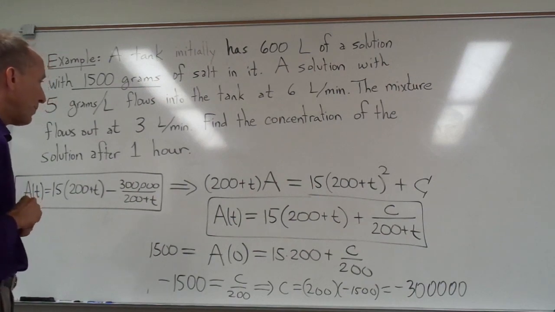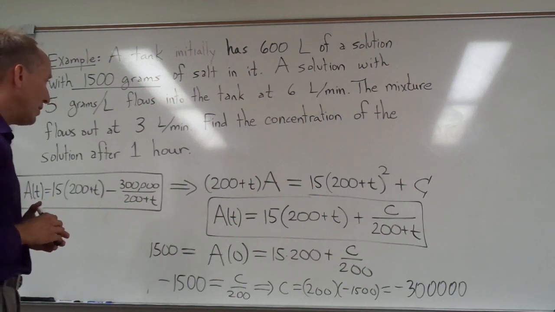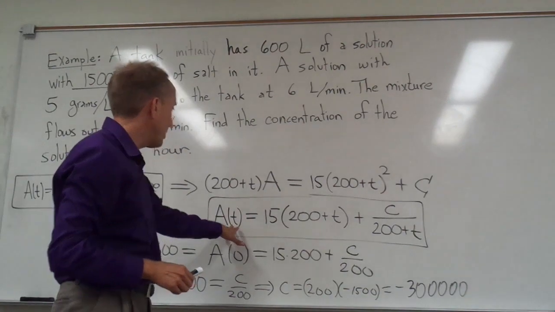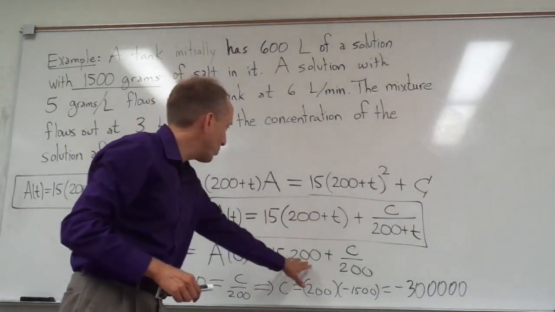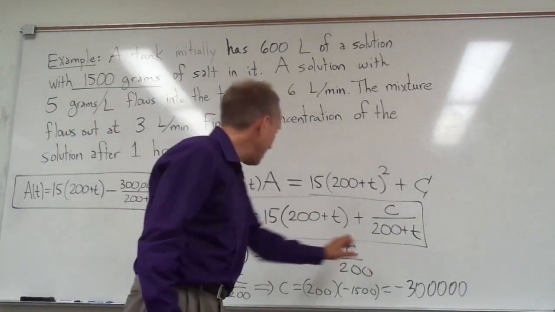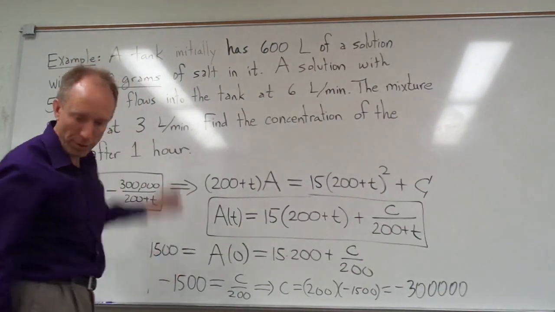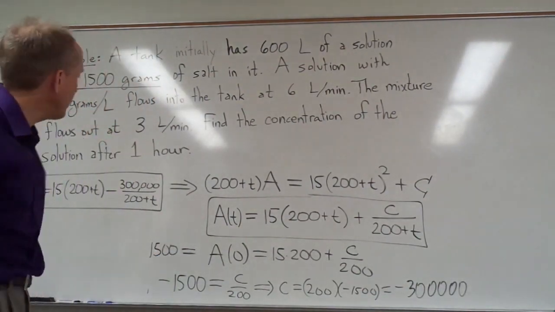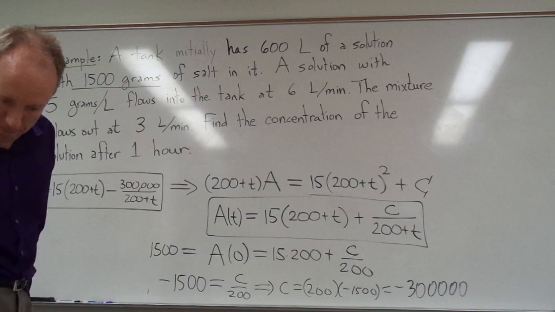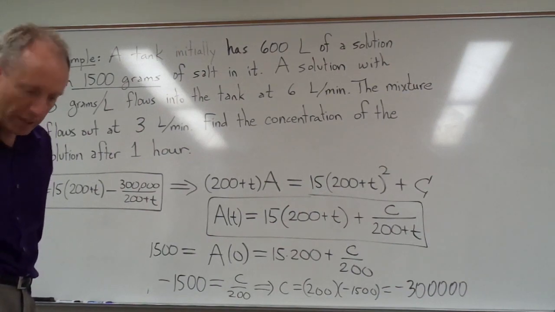All right. So let's make sure that makes sense. We put in 0 here for t. We got 15 times 200 plus c divided by 200, and we set that equal to the initial amount of 1,500 grams. Okay, this is what we have so far.